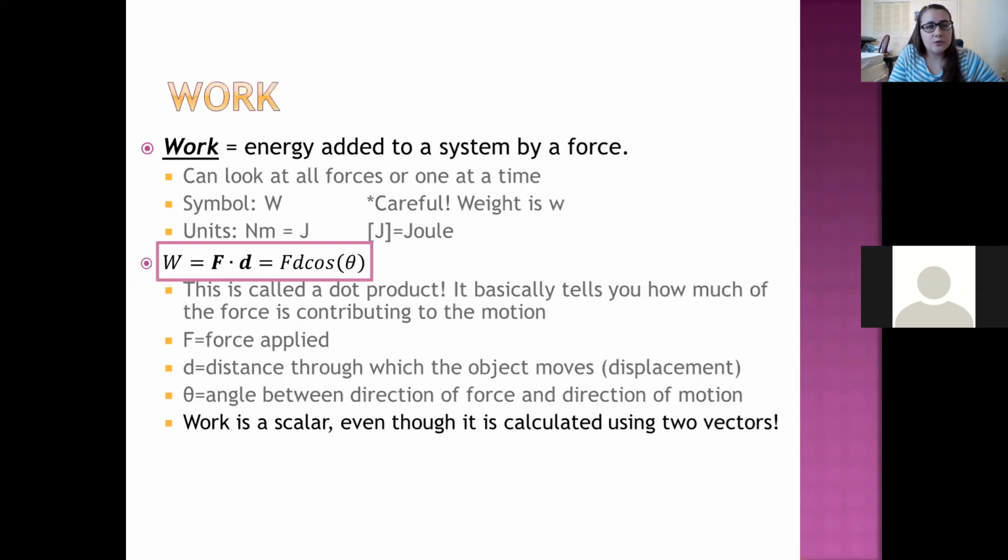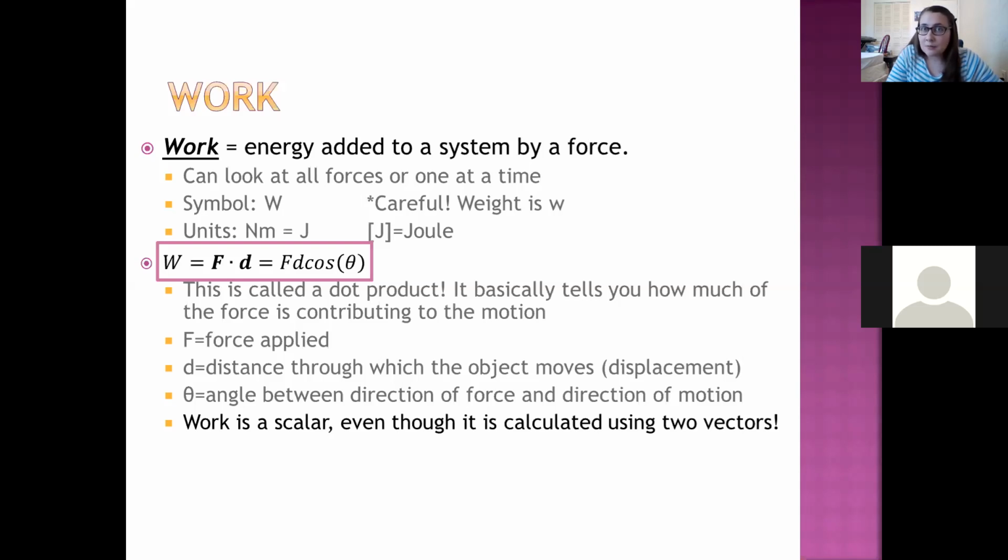So you might notice too in this equation that F and D are bold letters, and that's because they're vectors, right? Force is a vector, displacement is a vector, direction matters for both of those things. But work is a scalar, and that's super weird because you would think if you have a vector times a vector, it would equal a vector, but it doesn't. Annoying, I know. So work is a scalar. The direction doesn't matter for work.